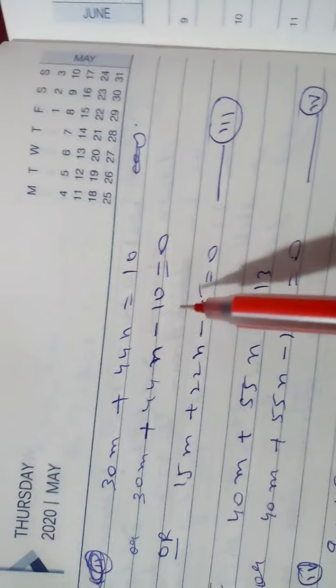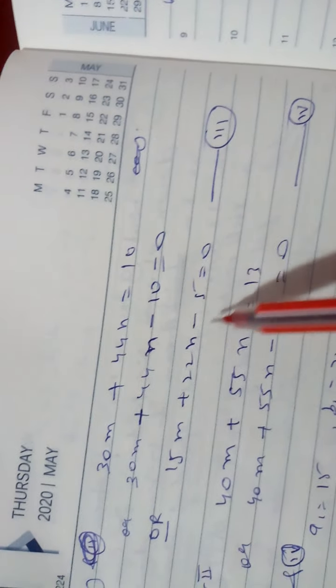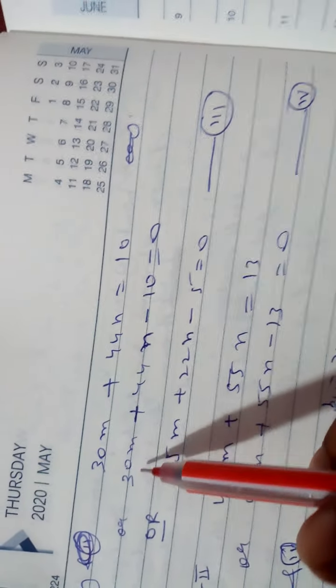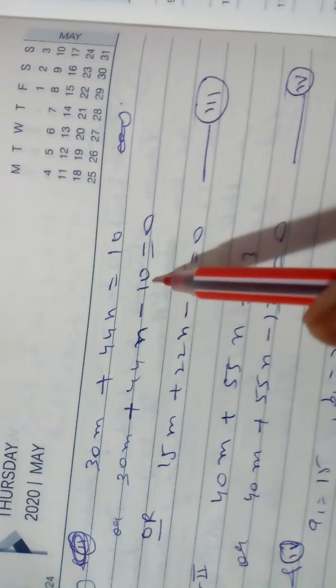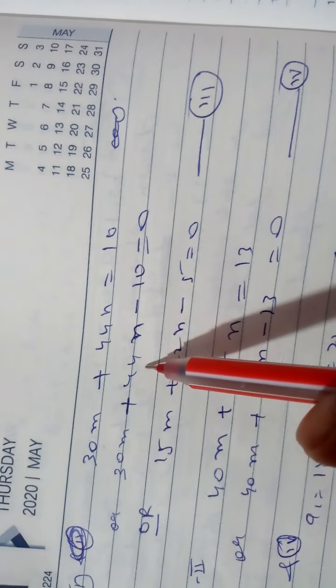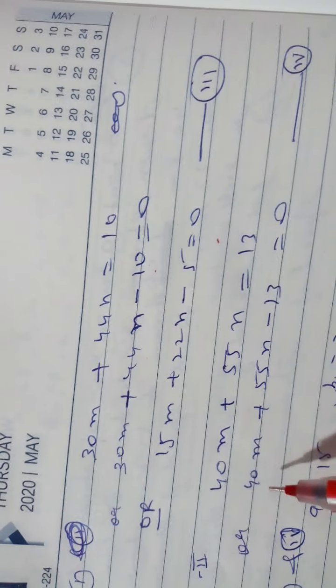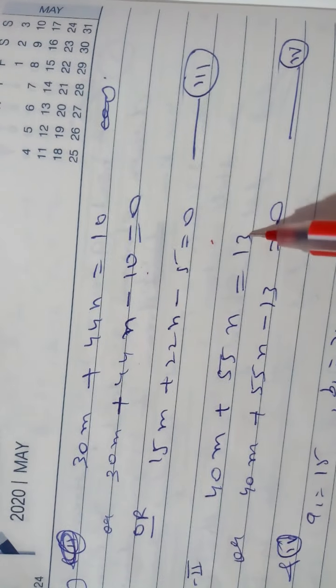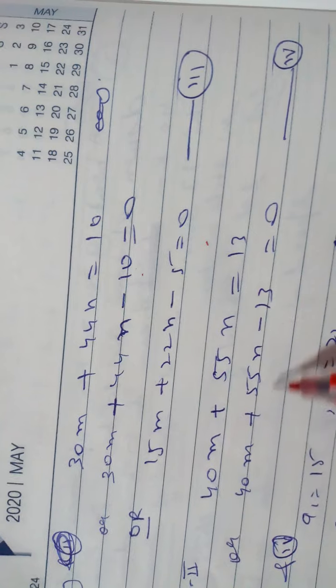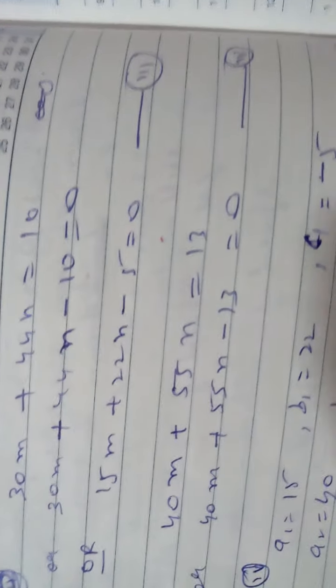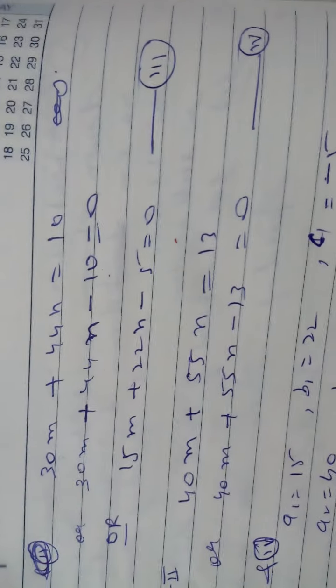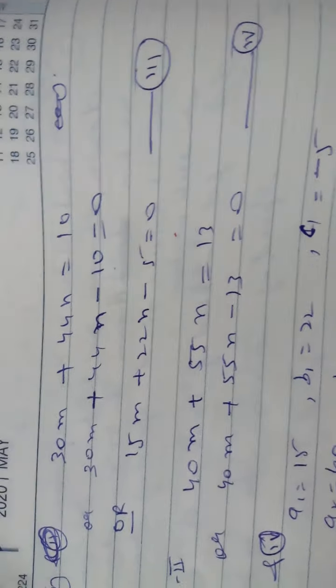That you will see here. It is your equation, and you write it in standard form. 2 is common in all, so I am reducing it: 2 fives are 10, 2 twenty-twos are 44, 2 fives are 10. In the second, no number is common, so as it is you write in standard form. In standard form you write A1, A2, B1, B2, and C1, C2.